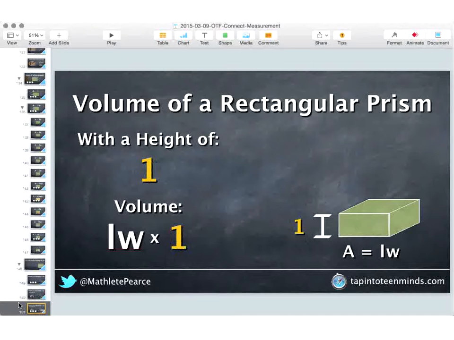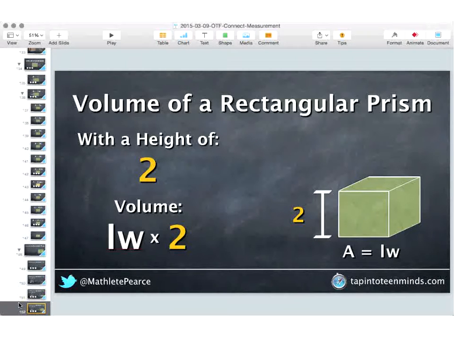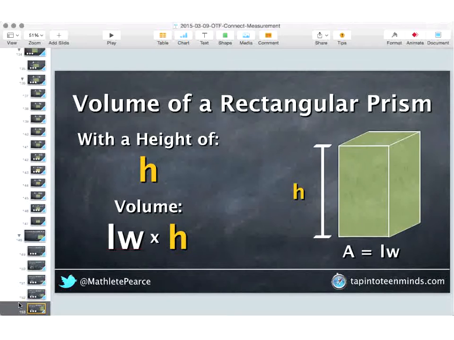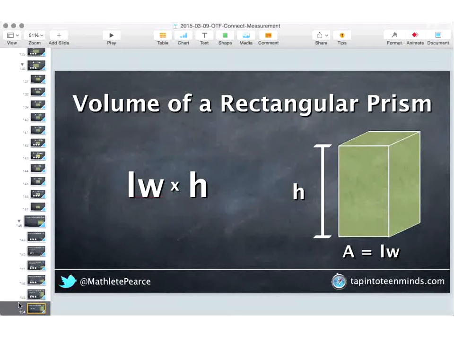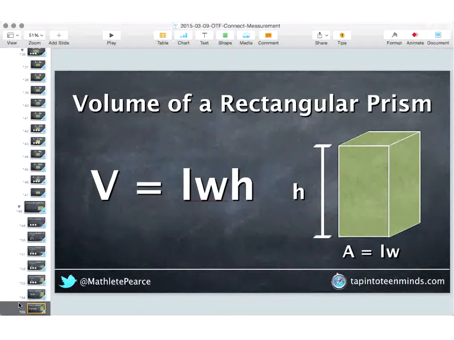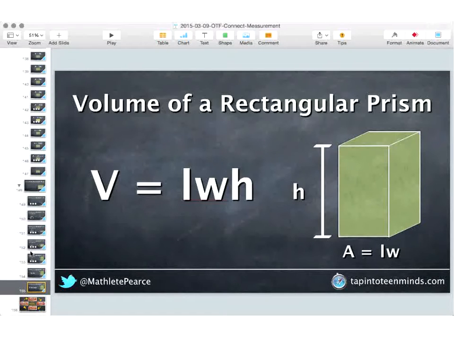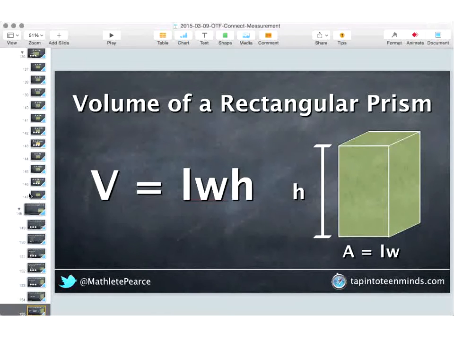But as soon as we pump this thing up to a height of 1, we can see here that all we're doing again is taking that area of the base and multiplying by 1. All right, and then area of the base times a height of 2, and then finally, if we don't know what that height is, we're going to use a variable for it, and we end up with a formula of length times width times height. Even though that formula is one of the easiest formulas our students will ever use, it's still really important for them to understand where it came from, because if they know where this formula comes from, they can go on to other formulas like the volume of a cylinder and do the same thing.